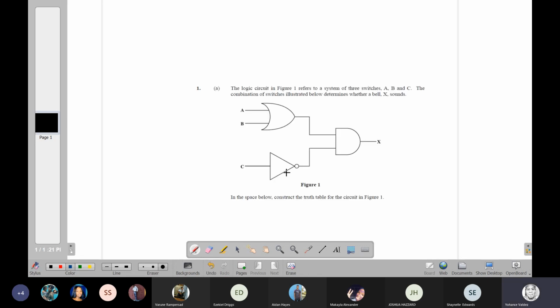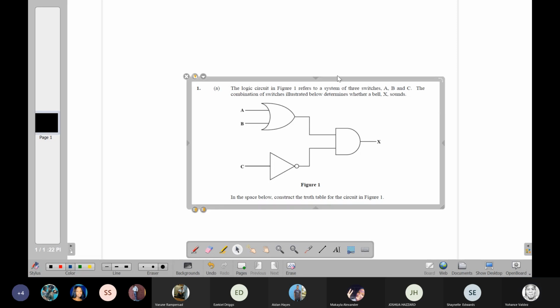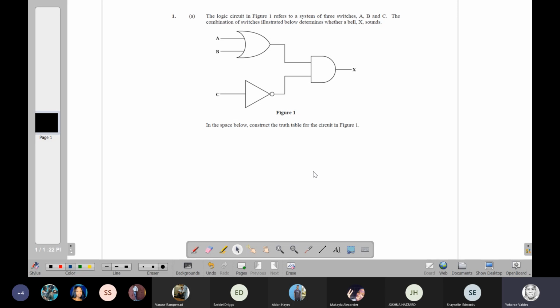We are going to do 2016 paper 2, right? So the first question is going to be a logic circuit question. Right, so everybody see it, right?